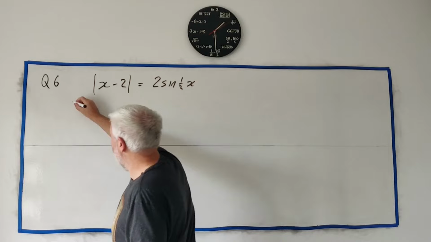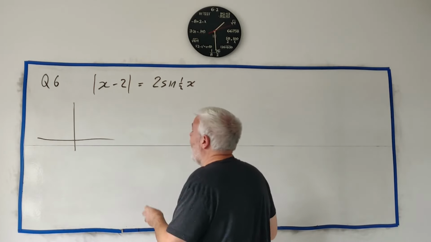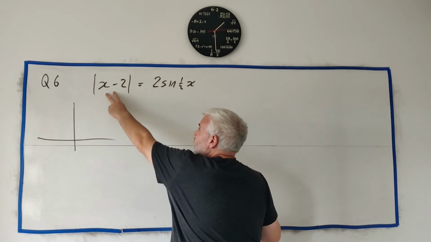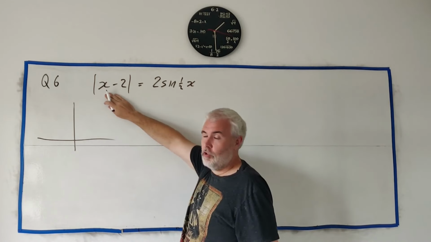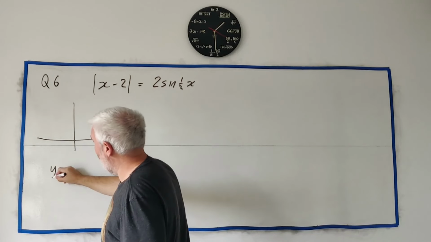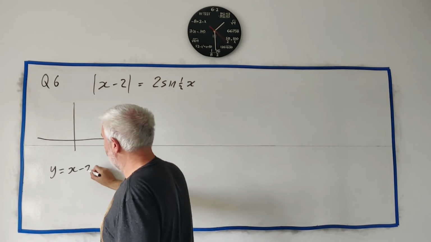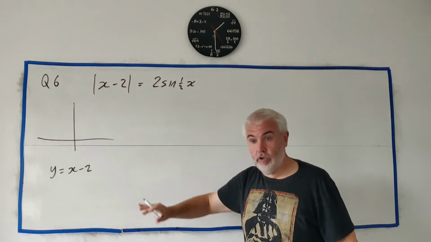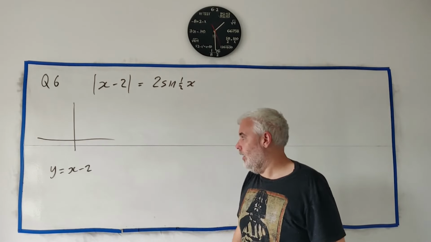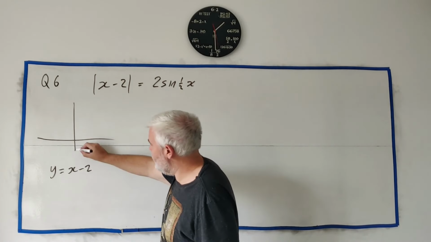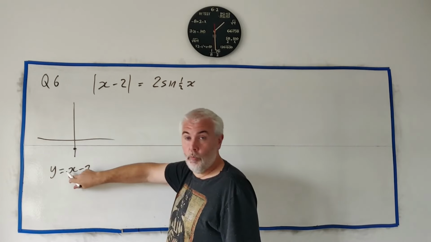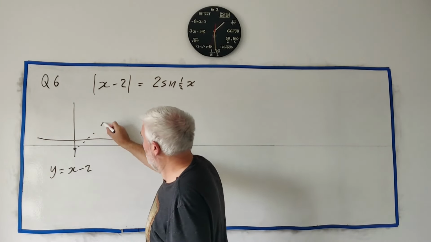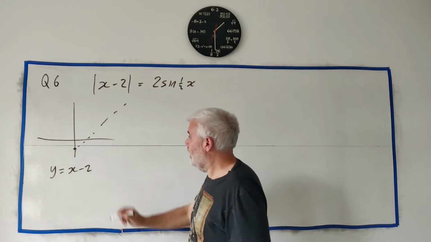First of all, I'll draw this one. I'll keep this one quite small. How do we draw the absolute value? What you do is you ignore the absolute value, just y is equal to x minus 2. How do you draw this line? This is the equation of a line. Well, it has a y-intercept of minus 2, let's put that in down there, and it has a slope of 1. That means it goes up at a diagonal like that.